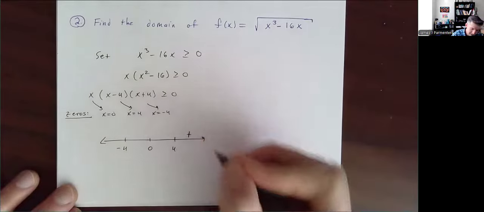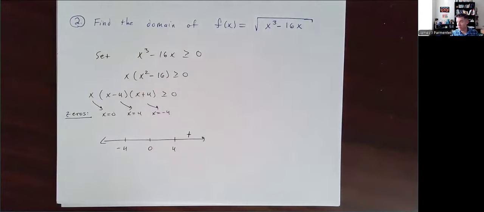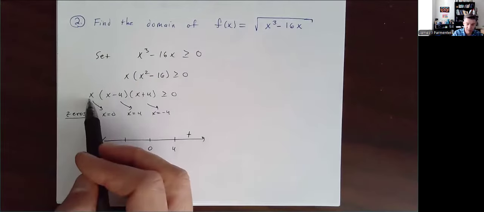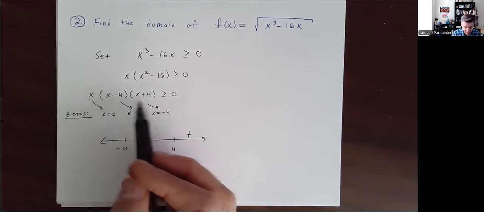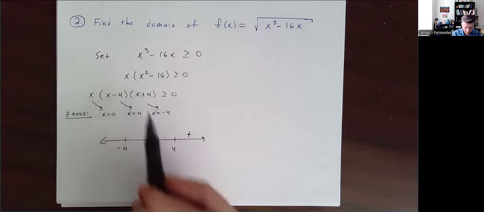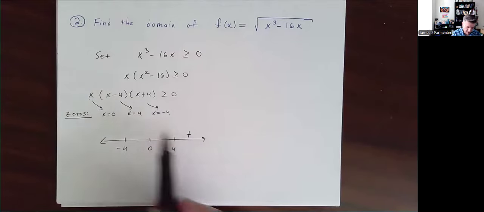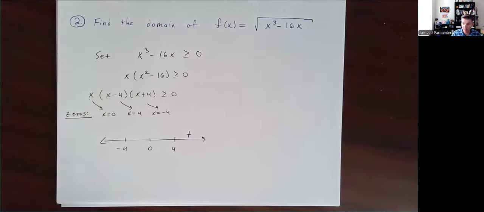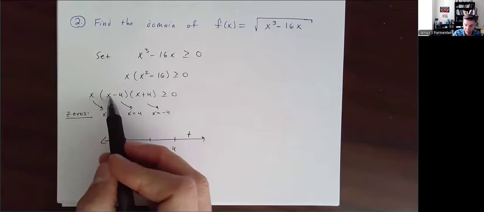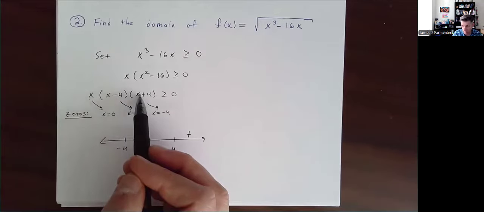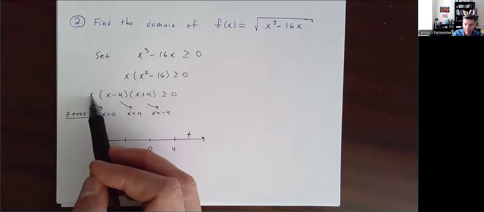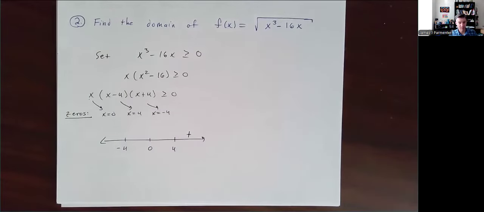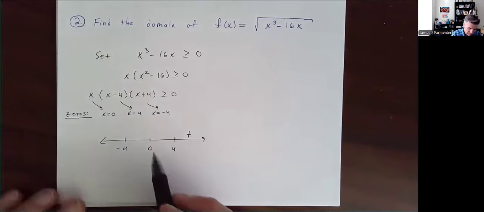And then what I want to point out is it didn't matter if we picked 5 or 500. If I plug in 500, it's still positive. 500 minus 4 is positive. 500 plus 4 is still positive. So any number bigger than 4 is going to make each one of these pieces positive. Because a number bigger than 4 minus 4 is positive. A number bigger than 4 plus 4 is positive. A number bigger than 4 itself is positive. So you can just pick any number. But then we have to do the same thing for these other intervals. So we look between 0 and 4.